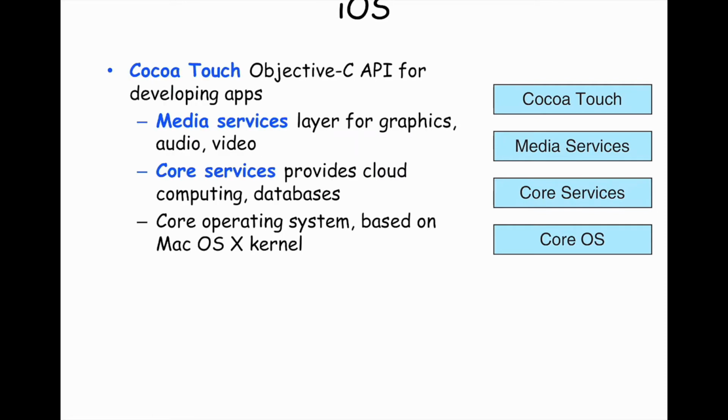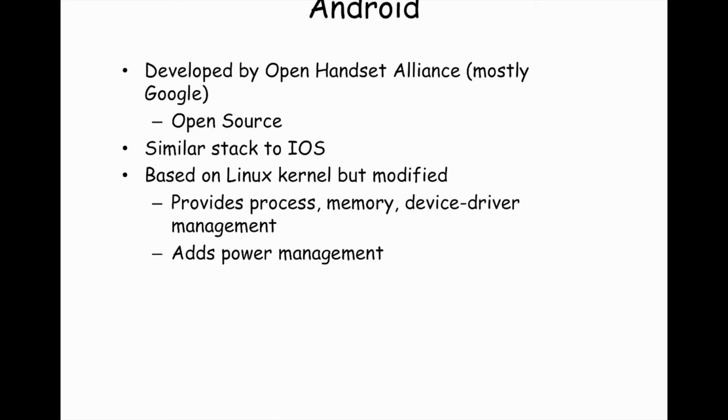We also have Cocoa Touch, which is the Objective-C API for developing your app. So it's your application programming interface, all of your system calls. It has stuff like media and core services for things like storage and cloud.